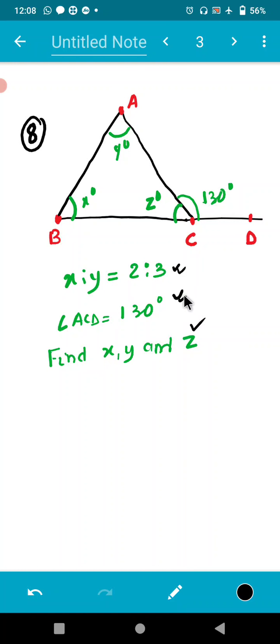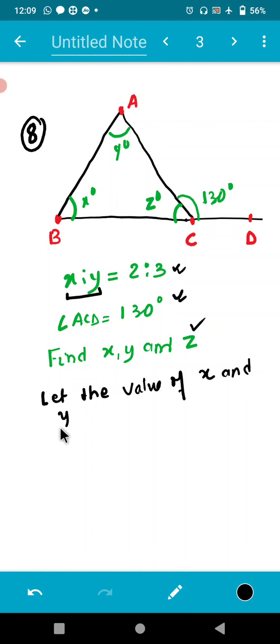These are all the things which are already given in the question. So what you have to find out? You have to find out x, y and z. Now as you see, the two angles are given in the ratio form. So the first thing you have to do, students, is let the value of x and y be 2a and 3a.